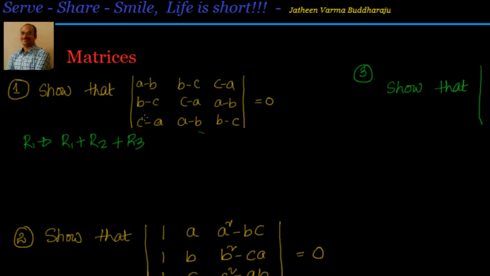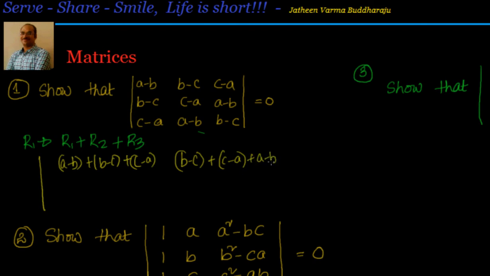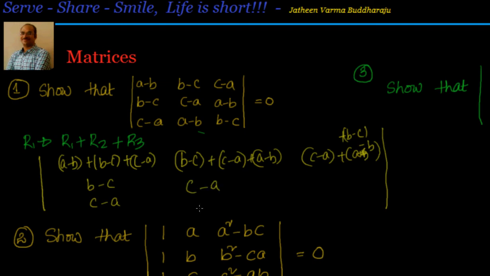So A minus B plus B minus C plus C minus A. Similarly, the next one I will have B minus C plus C minus A plus A minus B. The next one I will have C minus A plus A minus B plus B minus C. This is what I will have, and the remaining rows will stay as they are: B minus C, C minus A, A minus B; C minus A, A minus B, B minus C.